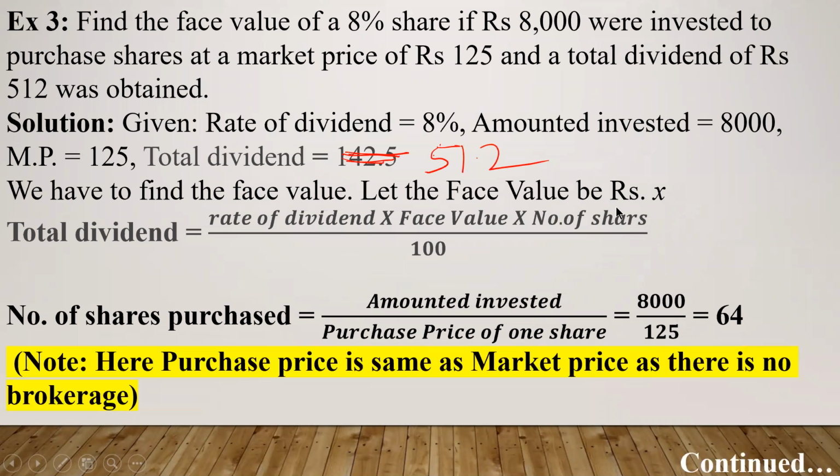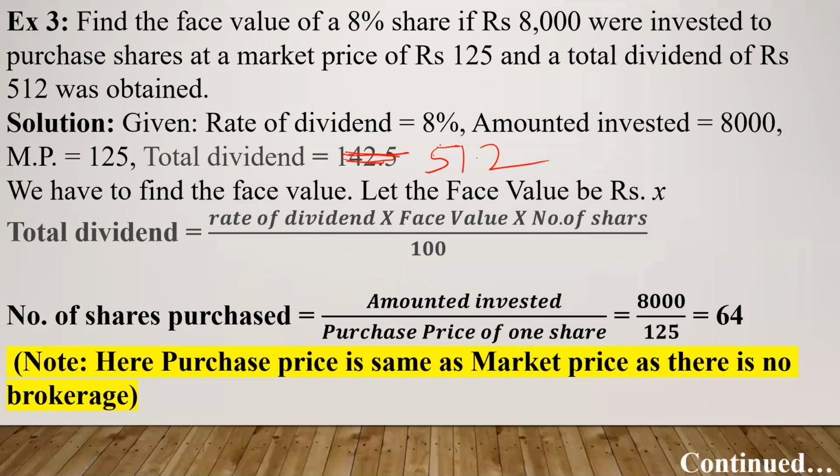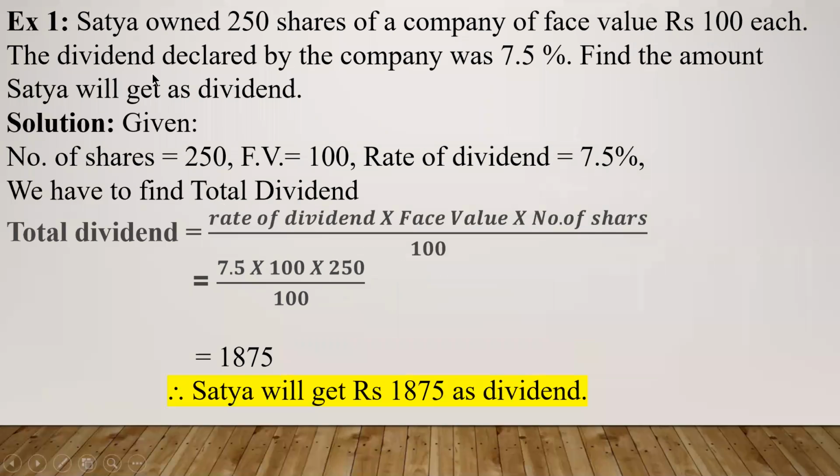What was X? It was the face value. Therefore, face value is rupees 100. So today we have solved 3 types of problems. In the first problem, you were given rate of dividend, face value, and number of shares, and you have calculated total dividend. It was very straightforward.